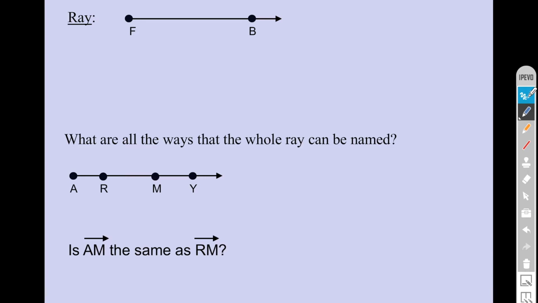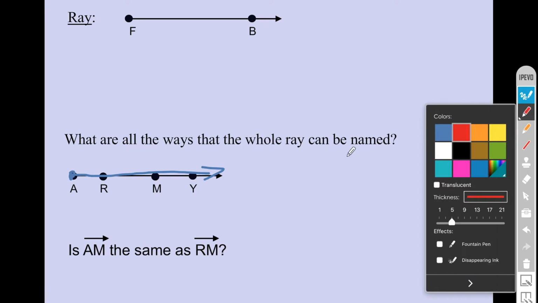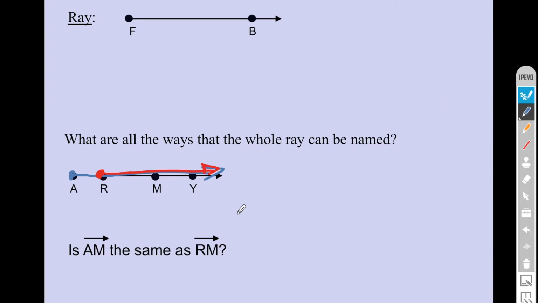Is ray AM the same as ray RM? Well, let's highlight AM in blue. There's ray AM. Starts at A and goes through M. And RM starts at R and goes through M. So are they the same exact ray? Answer to that question is no, because they have different starting points. Okay, so you're not highlighting the same ray.